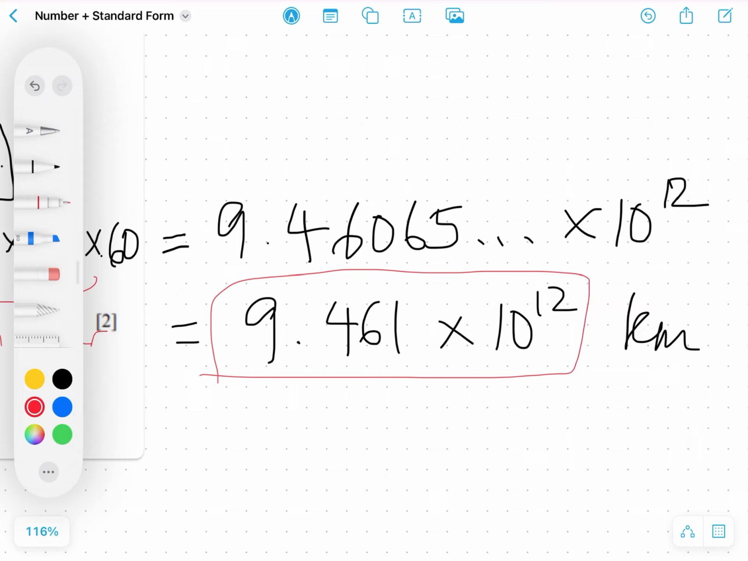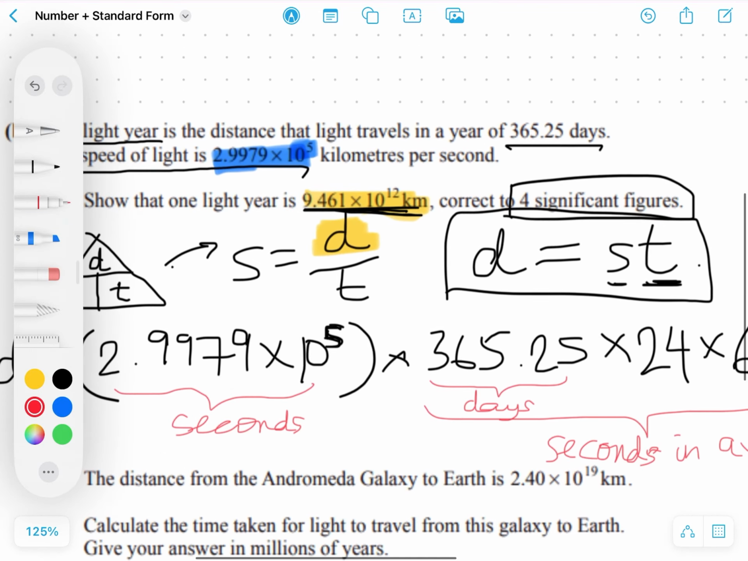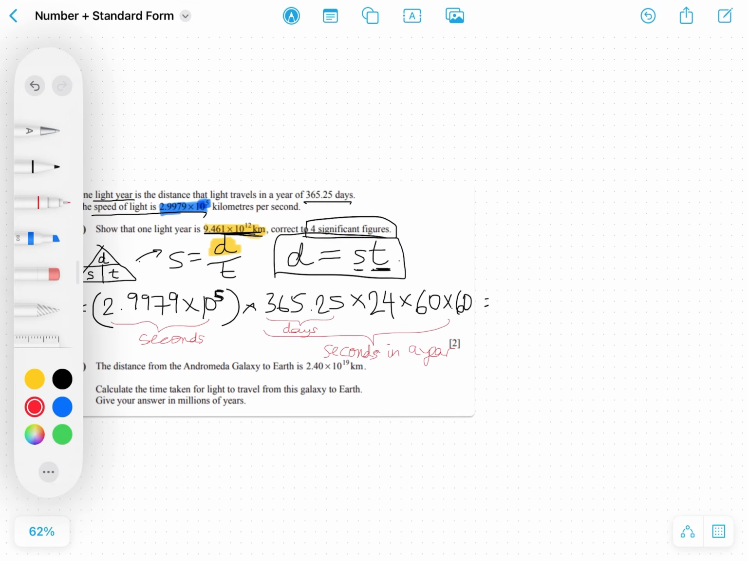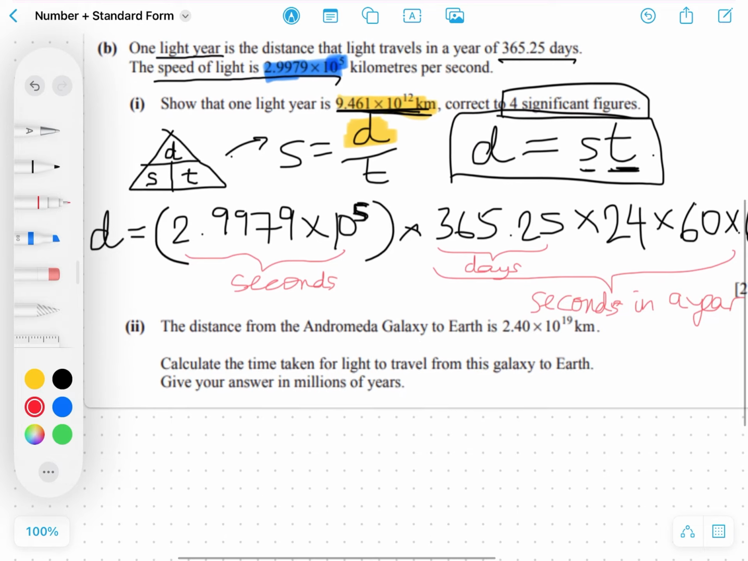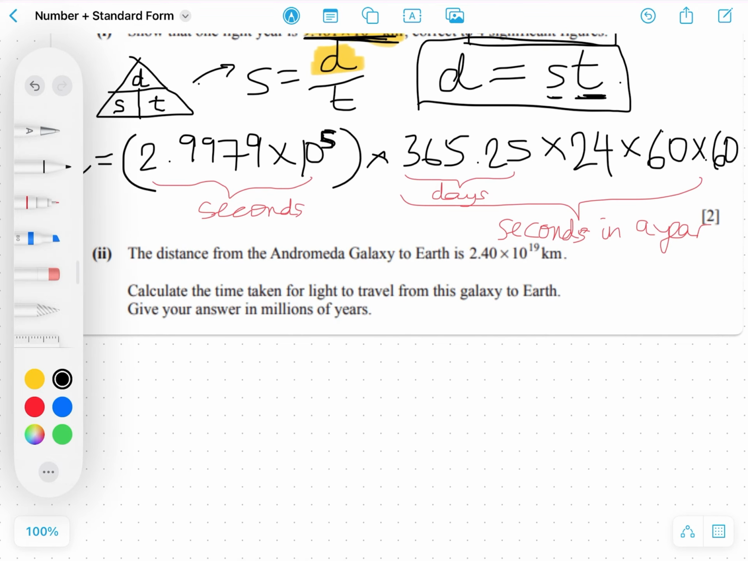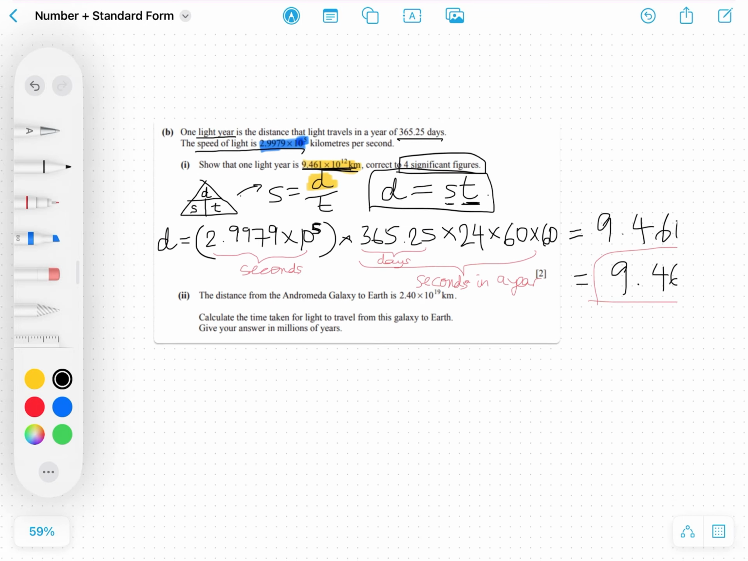And that is our answer. And you can see that it does. We have indeed shown that that is true. That is what was required in the question. So that part is done. Now for the second part, we are given the distance from one galaxy to Earth and calculate the time taken for light to travel from this galaxy to Earth. Give our answer in millions of years.